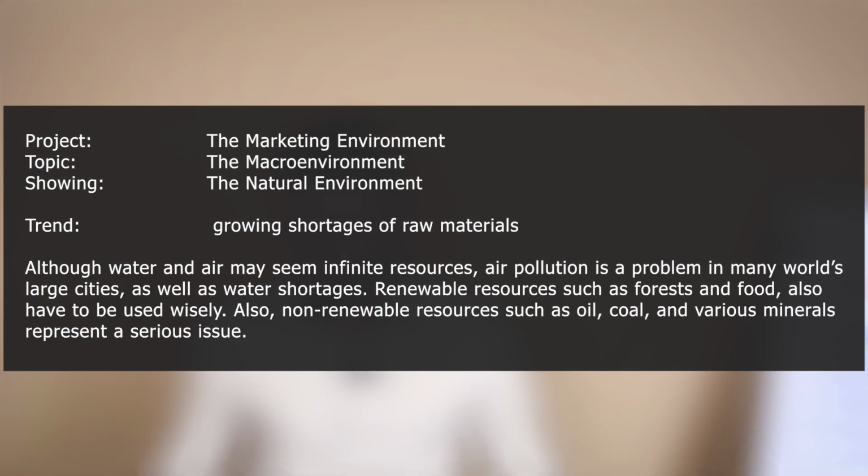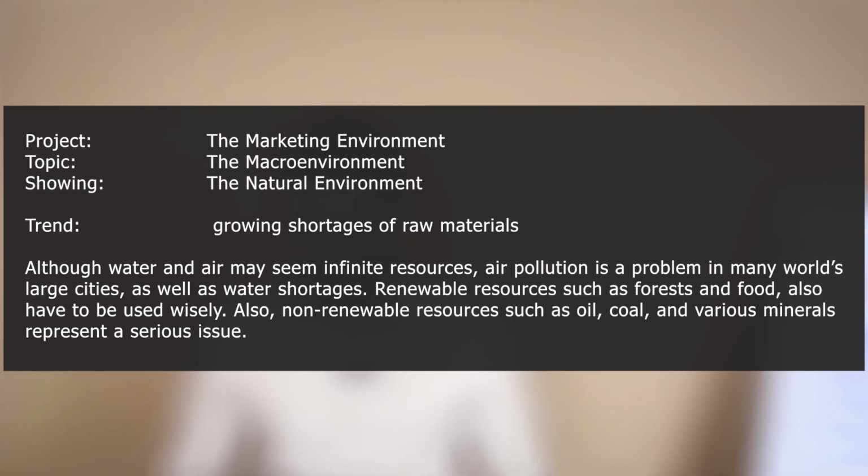As mentioned, there are three important trends in the natural environment we look at. Although water and air may seem infinite resources, air pollution is a problem in many of the world's largest cities, as well as water shortages. The renewable resources such as forests and food also have to be used wisely.